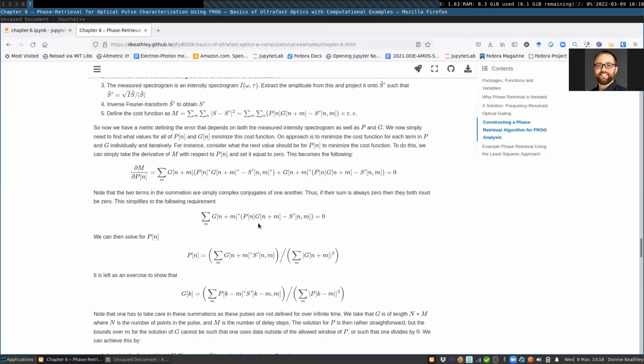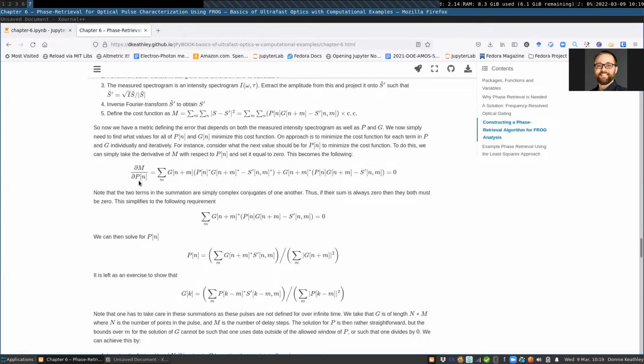If there's just one single unique solution to the pulsing gate from our measured spectrogram, then what we can do is say, well, let's imagine that each sample P of N and each sample G of N are separate single variables. And I'm just going to set the derivative of M as a function of each of those individually to 0, right?